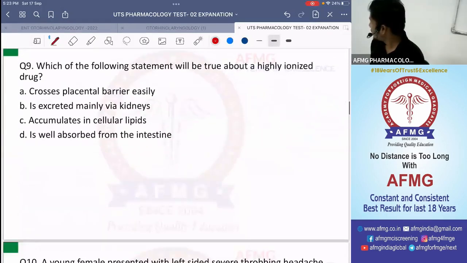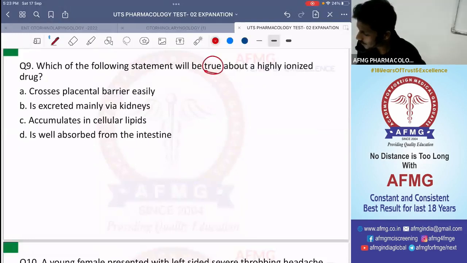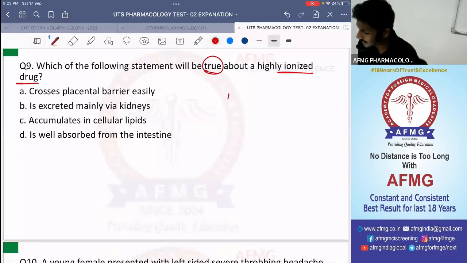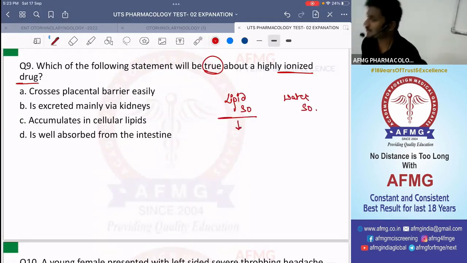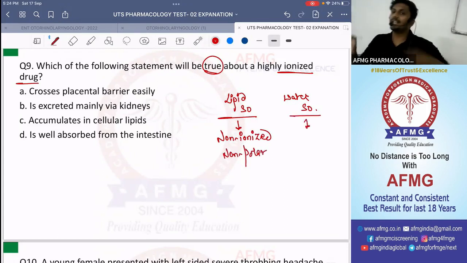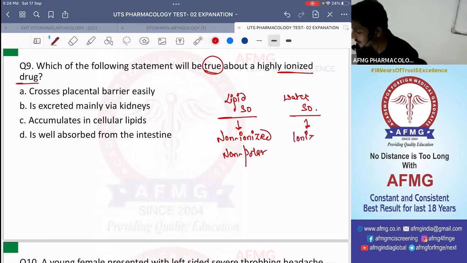Question number 9 now. Which of the following statements will be true about a highly ionized drug? So now there can be two types of drugs. Ones which are lipid soluble and second which are water soluble. The drugs which are lipid soluble, they will be non-ionized drugs, or we can call them non-polar drugs. Whereas the water soluble drugs, they will dissociate, and therefore they would be ionized drugs or polar drugs, you can call them.